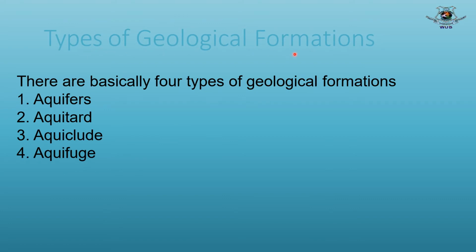Types of geological formations. There are basically four types of geological formations in soil, which are aquifer, aquitard, aquiclude, and aquifuge.